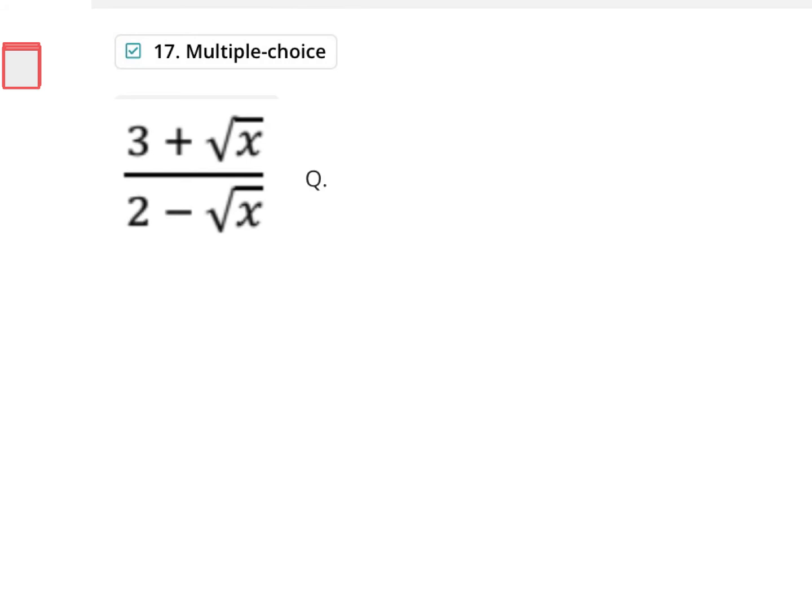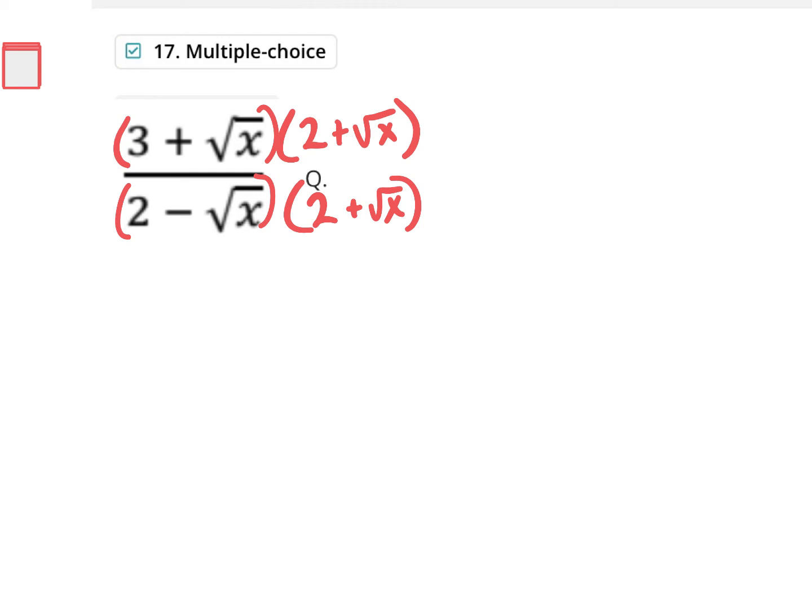Number 17, the multiple choice options got cut off, but we're going to show our work anyway. What we need to remember is that we do not want to leave a radical in the denominator. And when it's a binomial like this, when you have a regular nice number and a radical, especially if it's a square root, you're going to have to multiply by its conjugate. Okay, so we're going to multiply this entire fraction by the conjugate of that denominator, which would be 2 plus square root of x. And what you do to the bottom, 2 plus square root of x, you must do to the top.